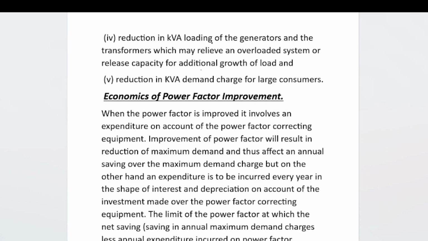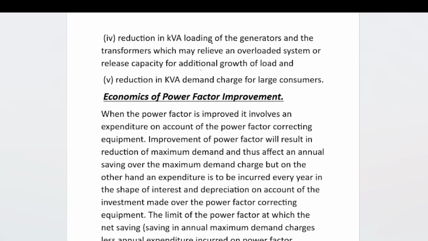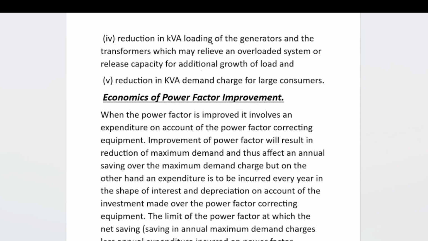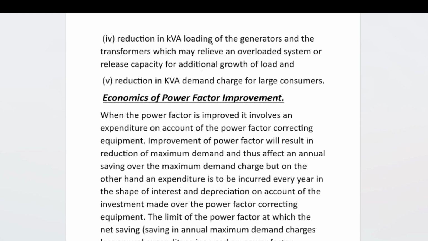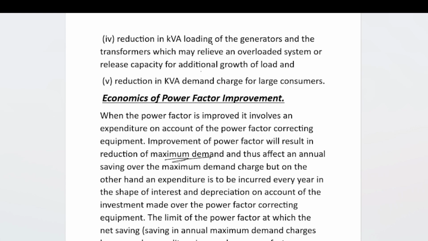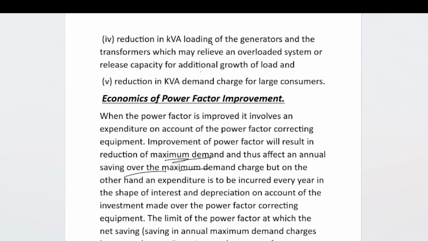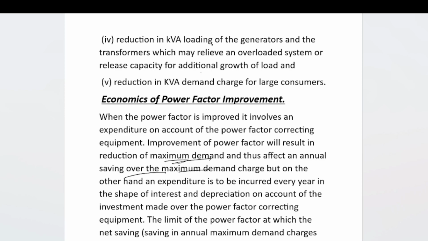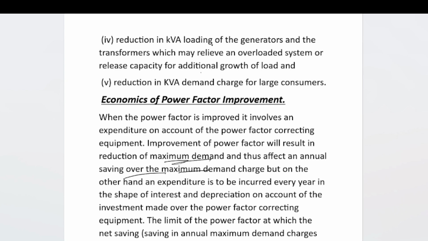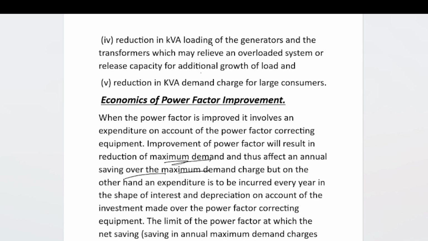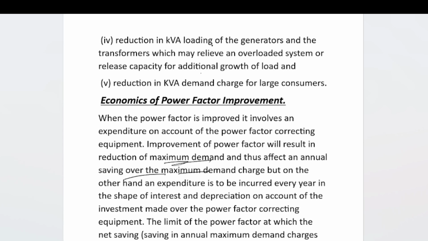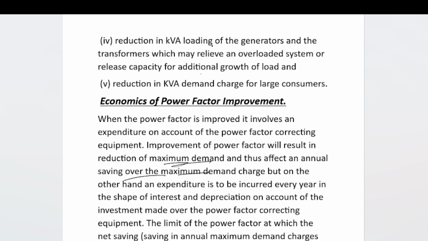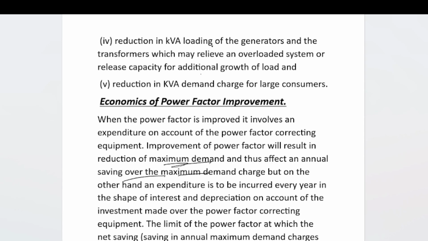Economics of power factor improvement. When the power factor is improved, it involves an expenditure on account of the power factor correcting equipment. Improvement of power factor will result in a reduction of maximum demand, and thus an annual saving over the maximum demand charge. But on the other hand, expenditure increases every year in the shape of interest and depreciation on the investment made in the power factor correcting equipment. The limit of power factor at which the net saving is maximum is known as the economical limit of power factor.